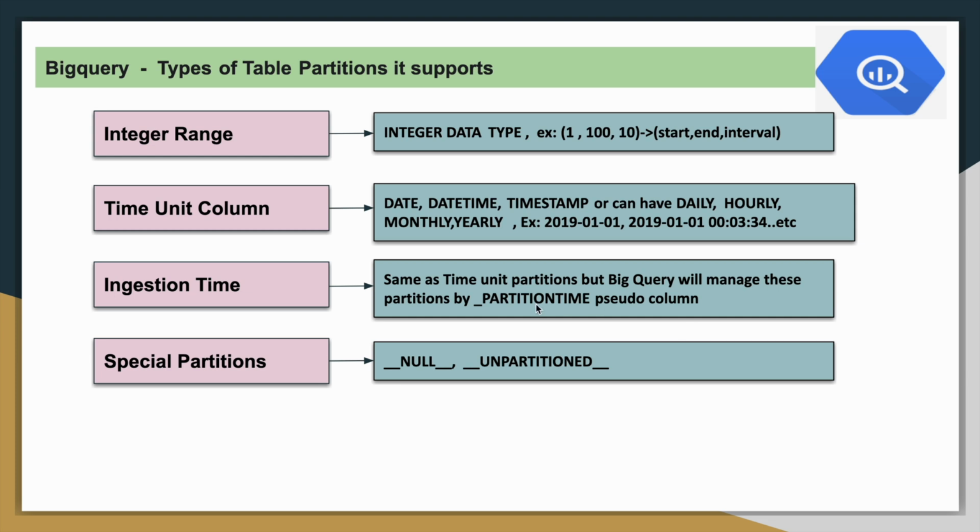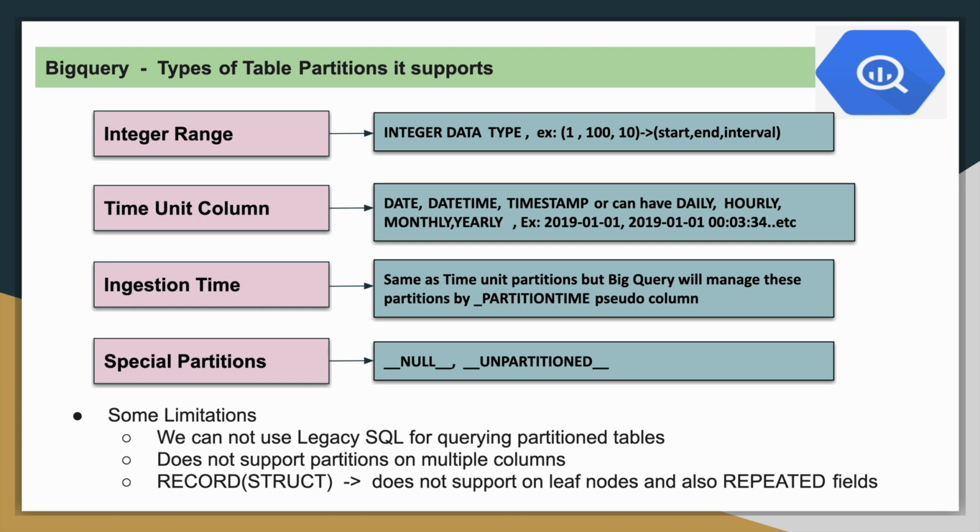To store those values, BigQuery will use this unpartitioned partition actually. So I hope you are clear. So we do have some limitations with respect to partitions, so we can discuss that. The first thing is we cannot use legacy SQL for querying a partitioned table, okay, and it does not support partitioning on multiple columns. That means you cannot define a partition on more than one column.